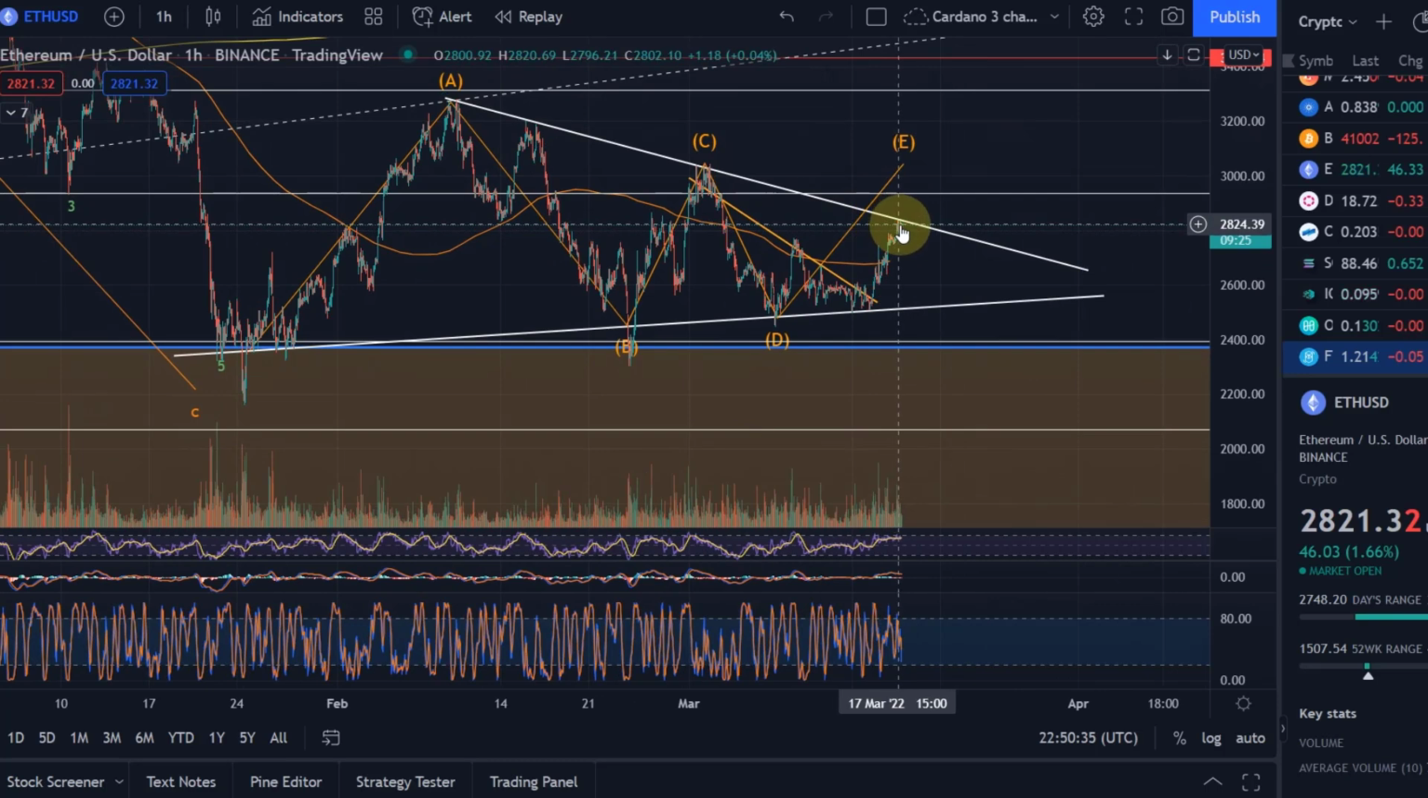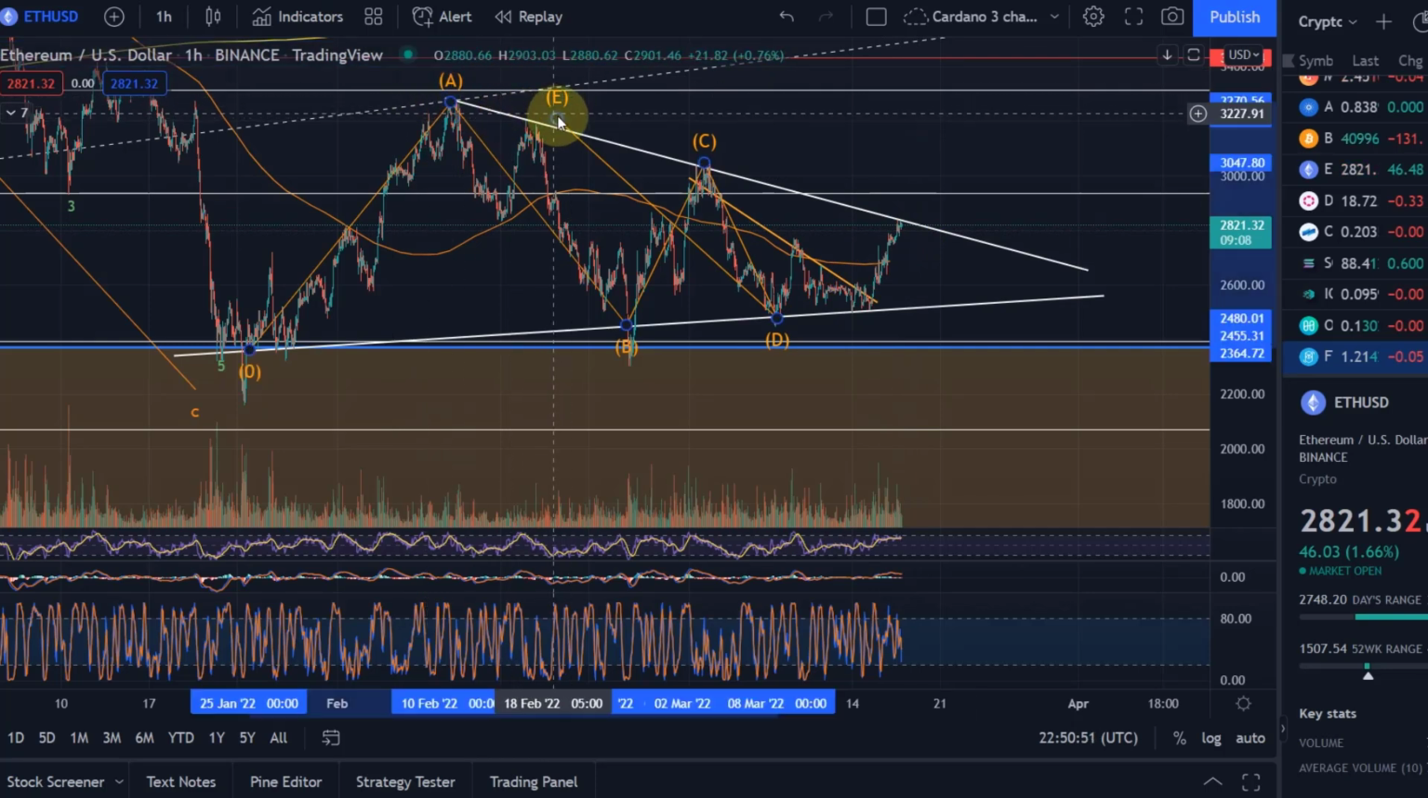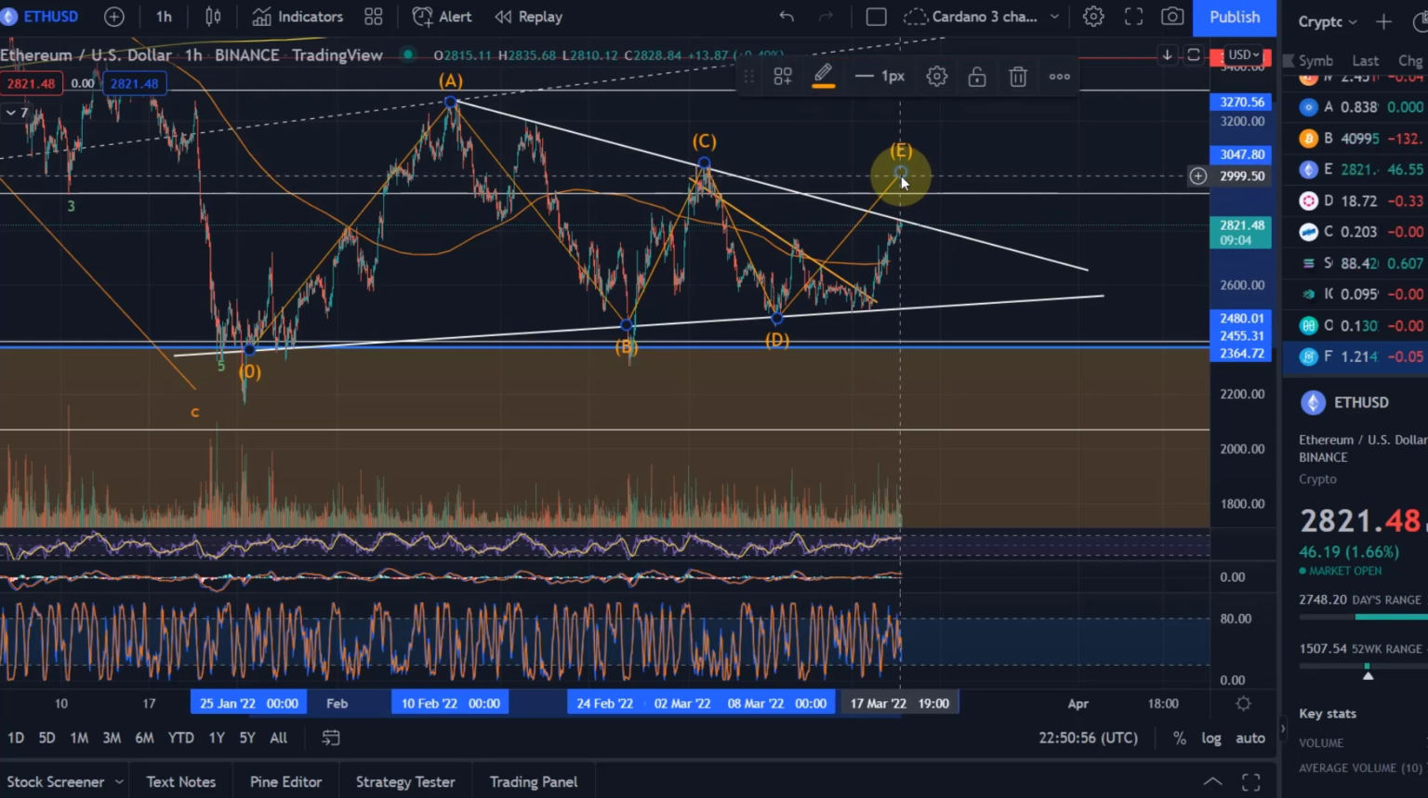If it breaks out of here, and it looks like it hasn't broken out yet, not if you draw the triangle like this, and you've got 1, 2, 3 touch points here. So I would consider this an absolutely valid triangle. So this wave E can overshoot that AC line. Actually, this is more common than not. My experience tells me that this is more common than not. I've seen it a lot of times play out, basically as a fake out to the upside.